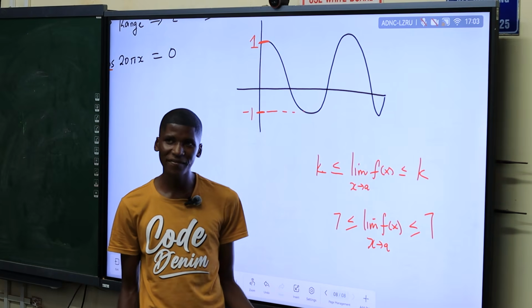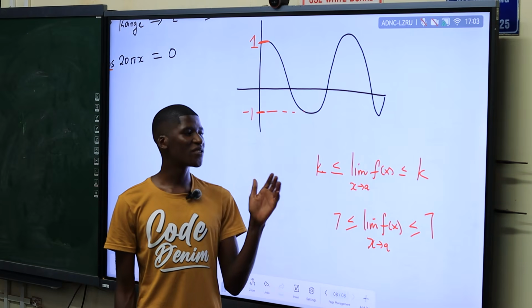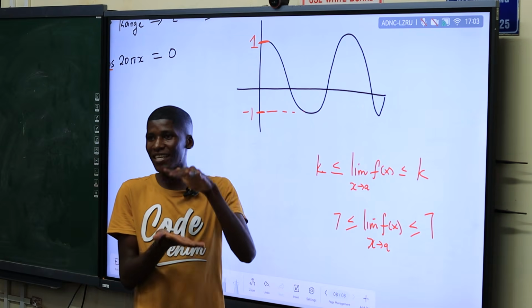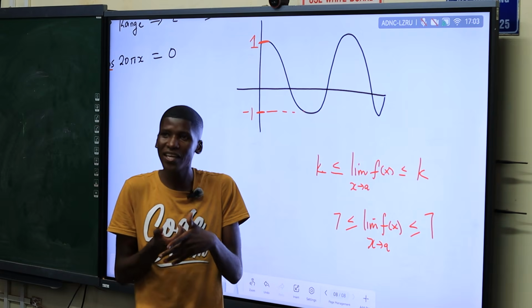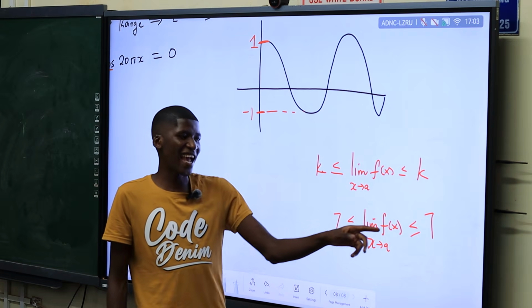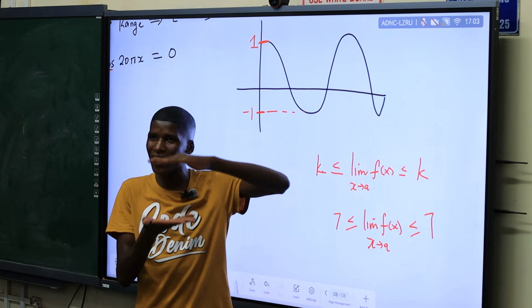It's known as the squeeze theorem because we are squeezing. It's also known as the sandwich theorem. Yes, this is one slice of bread identical to the other one, then we are squeezing our contents.